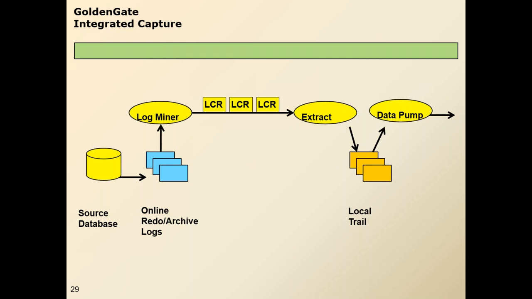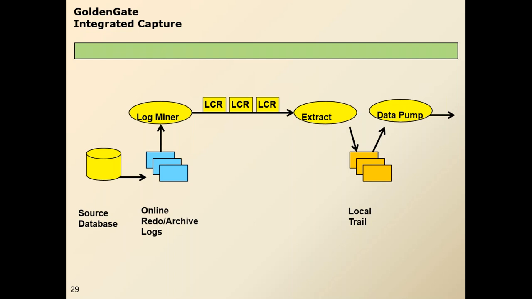So what happens in integrated extract is, whatever changes happen to the source database get written to the redo logs or backups of redo logs, which are archive logs. Now the copy of those changes gets written to the log miner database. So automatic log miner build happens when you create the integrated extract. You don't have to do anything extra. You will see when you do the setup.